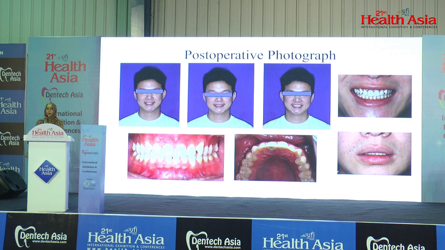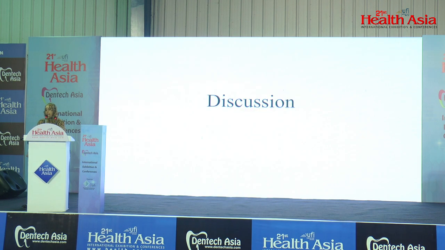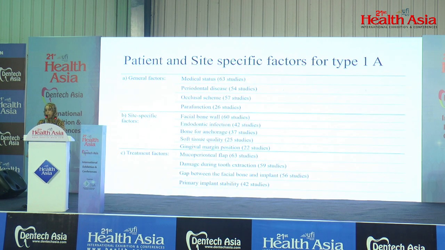So this is a zirconia crown and a screw-retained prosthesis. We usually prefer a screw-retained crown because it is easier to maintain, and the aesthetic outcome was really good and the patient was quite satisfied. This is the final radiograph.